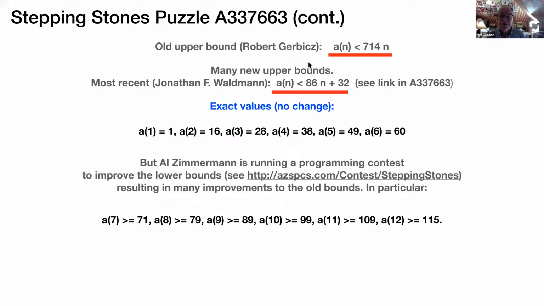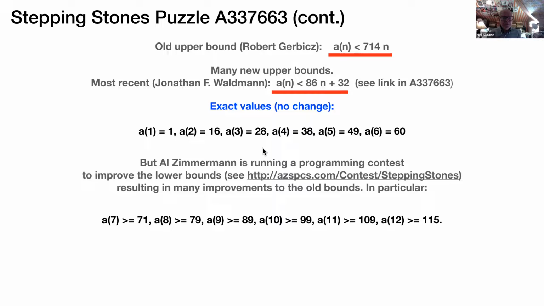And then in the past year, there have been many new upper bounds, and the most recent one is Jonathan Waltman, who has got it down to 86n plus 32. And the proof is in a link in the sequence. I haven't checked it. As far as the exact values go, there's no change. We know A of 1 through A of 6.